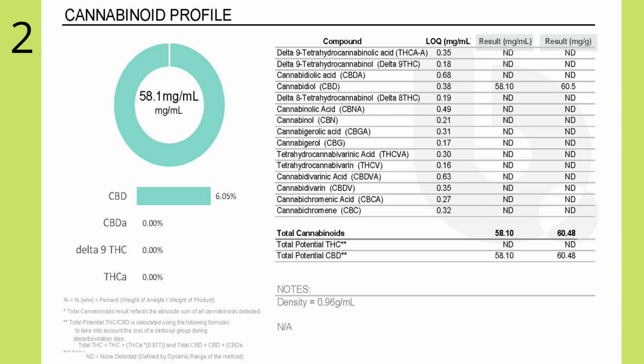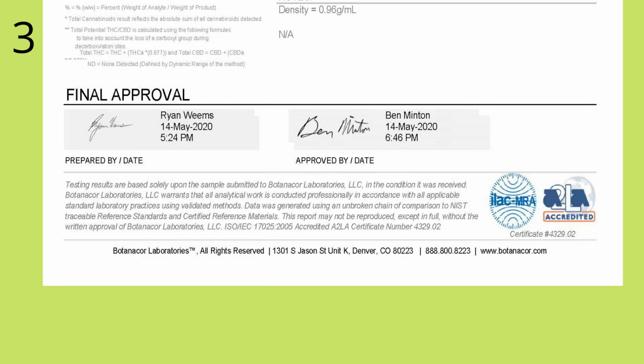Section 2 also shows a graphic about the percent content of CBD within the product. This time it's milligrams per milliliter, which means within 1 milliliter of this oil, there are 58.1 milligrams of CBD. That's actually really good. We can tell by these test results, this tincture was made from an isolate because we don't see any other cannabinoids listed. Finally, section 3, we have who performed the test and who approved them.